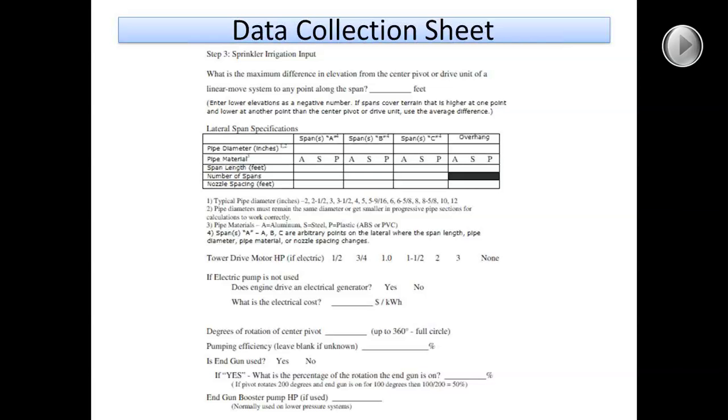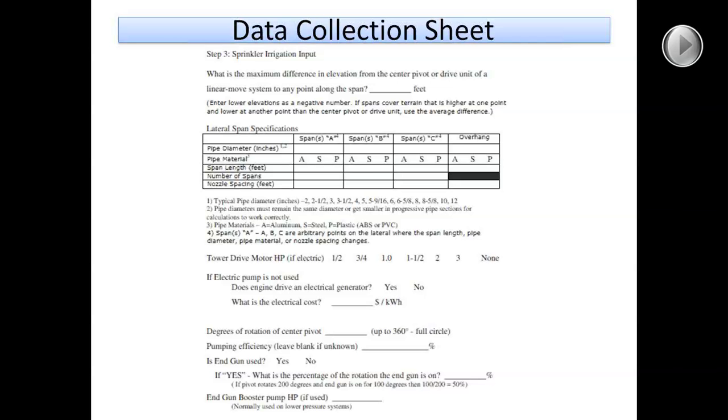If an electric pump is not used, does the engine drive the generator as well as running a pump directly? What's the electrical cost per kilowatt hour? And we looked at that earlier. They just have it here again. Does the center pivot make a full circle, move 360 degrees around the field, or is it a part circle pivot? You can drop that down here, and if it's a part circle, is it a half circle, a quarter circle, or three-quarter circle? You can put that all here.